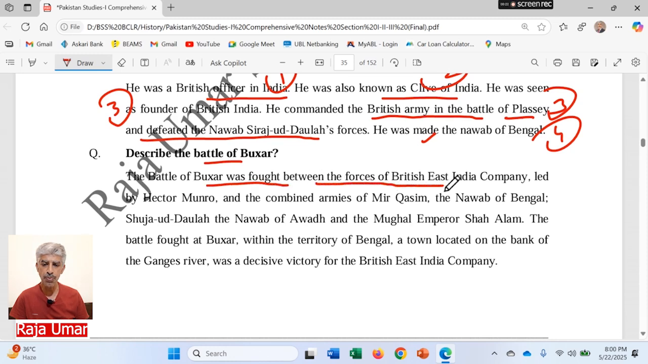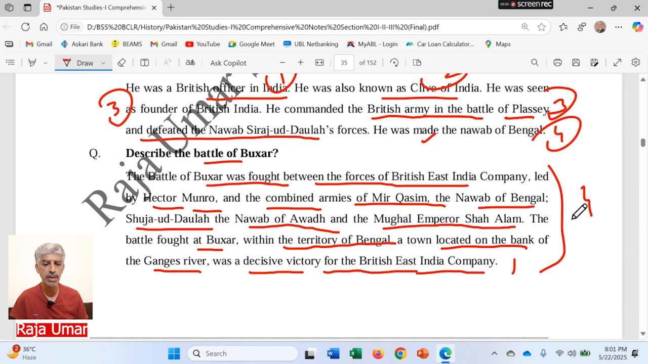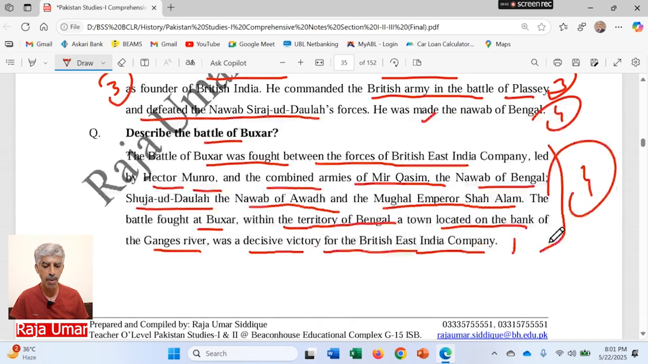The Battle of Buxar was fought between the forces of the British East India Company led by Hector Munro and the combined armies of Mir Qasim, the Nawab of Bengal, Siraj-ud-Dowla, and the Nawab of Oudh, and the Mughal Emperor Shah Alam II. This battle was fought at Buxar within the territory of Bengal, a town located on the bank of the Ganges River, and was a decisive victory for the British East India Company. So about 4 or 5 points are mentioned over there, so it means that it is a 4 marks question.